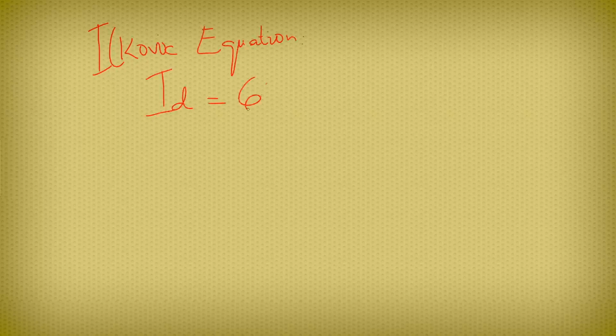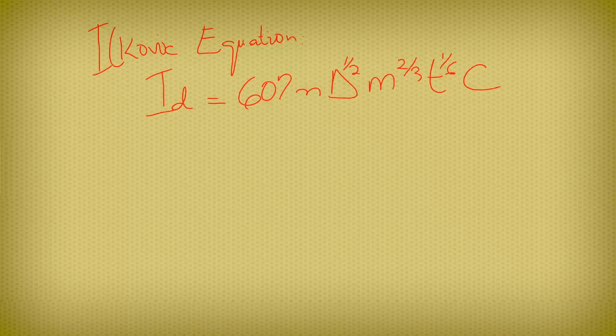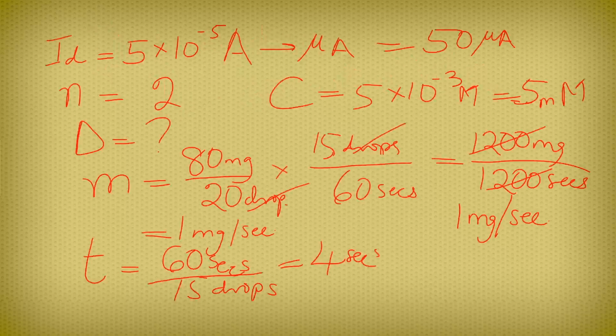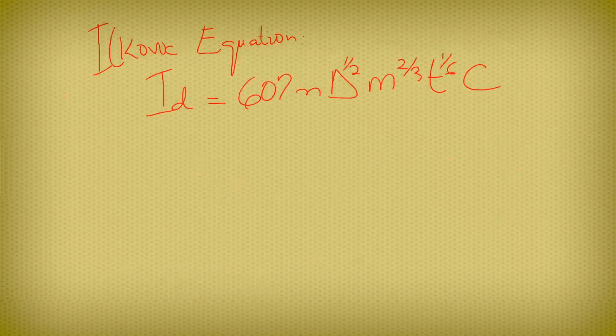So going back to Ilkovic equation, which says ID is equal to 607 N D to the power half M 2 over 3 T 1 over 6 C. Now we have the values for all the parameters available. For ID, we have 50 microamperes. So we'll put 50 here. We have 607. For N, we know that it is 2.